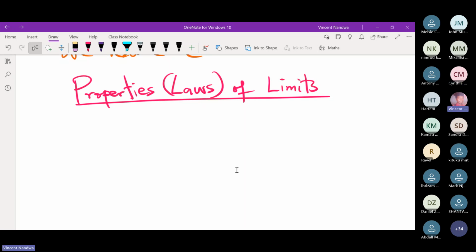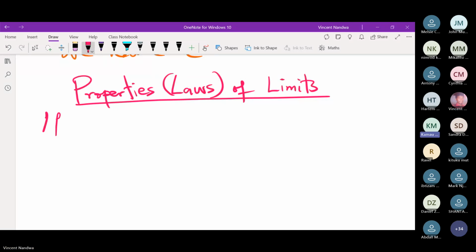Hello? Yes. Good. So, properties of limits. Some people call them laws of limits, and some call them theorems of limits. So properties, laws, or theorems of limits will be interpreted to mean the same thing in this context.